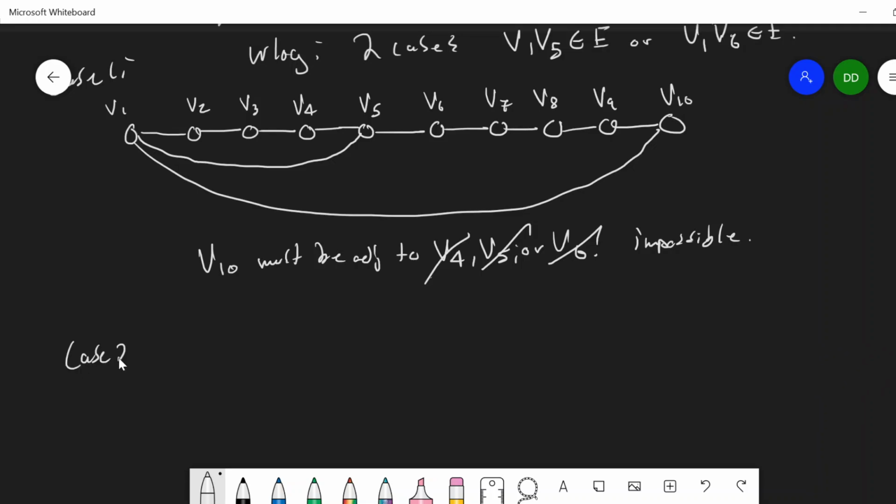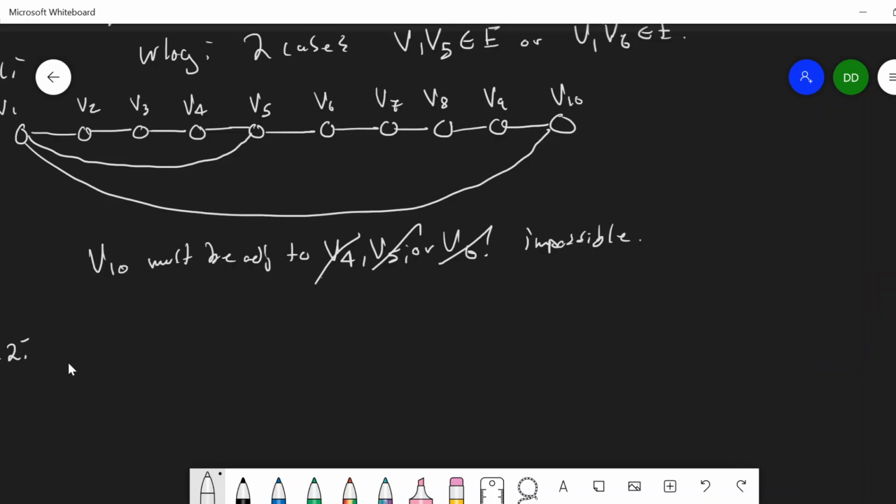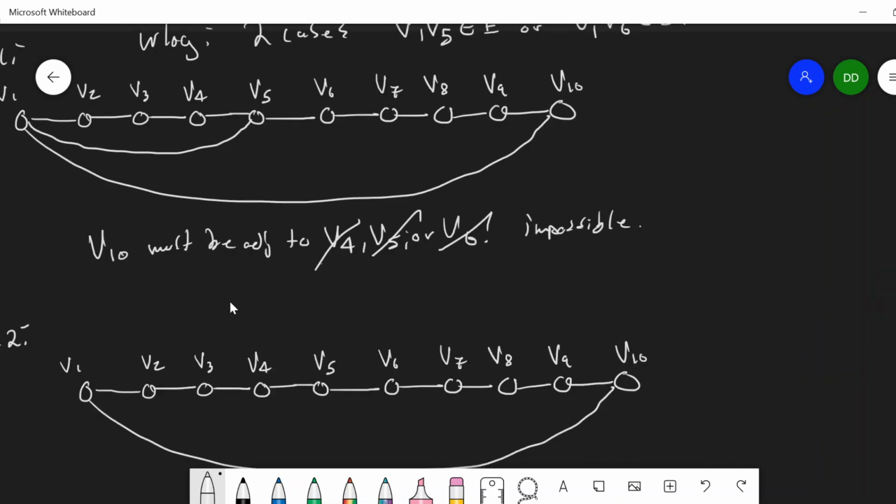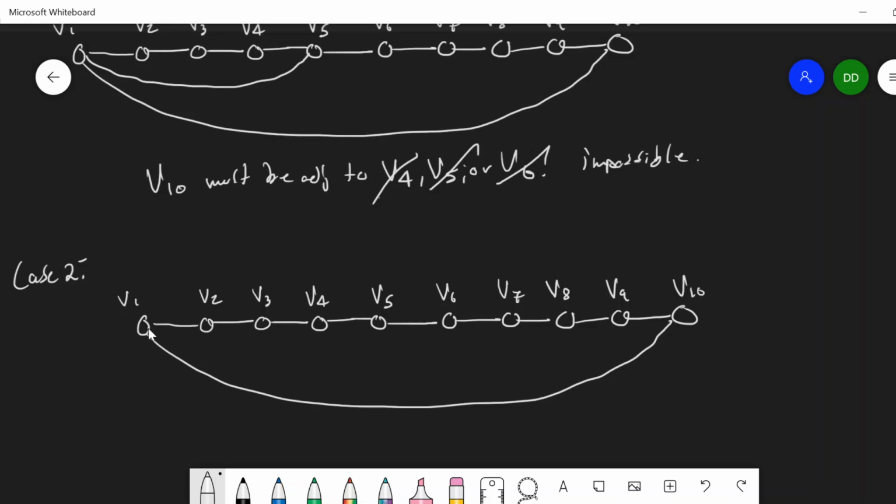So it must be the case then that V1, V6 is an edge. And again, V10 can't be adjacent to V2 or V3. It has to be adjacent to V4, V5, or V6. Can't be adjacent to V6. Can't be adjacent to V5. Those would produce a 3 cycle and 4 cycle respectively. And so V4, V10 must be an edge. Now that doesn't produce a 4 cycle nor a 3 cycle.